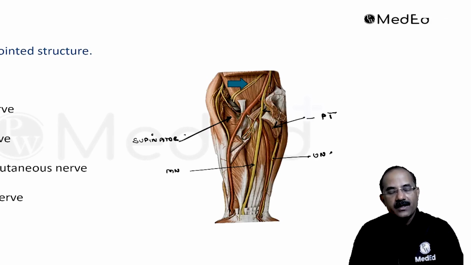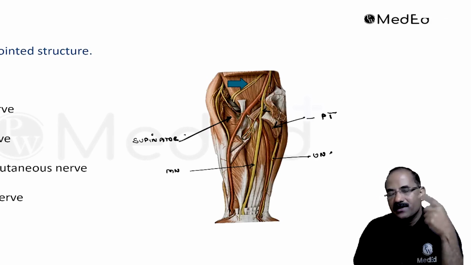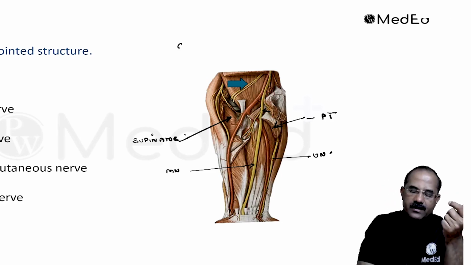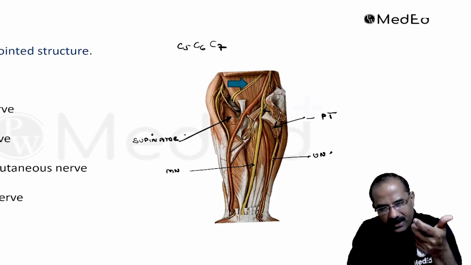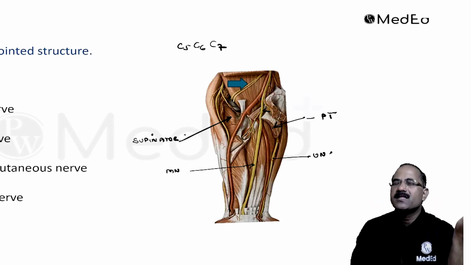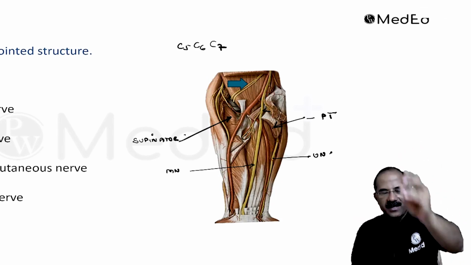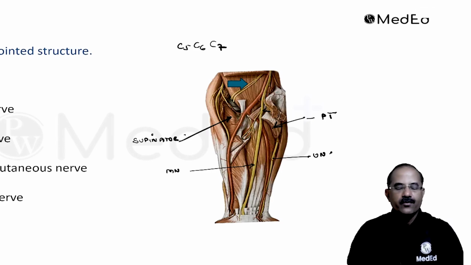What is the root value of the musculocutaneous nerve? Can you tell me? Root value? Musculocutaneous nerve is a branch of which cord? Lateral cord. What is the root value of musculocutaneous nerve? C5, C6 and C7. And what does the musculocutaneous nerve supply? It supplies the biceps, the brachialis, and the coracobrachialis. Biceps, brachialis and coracobrachialis. I hope this is clear to all of you.